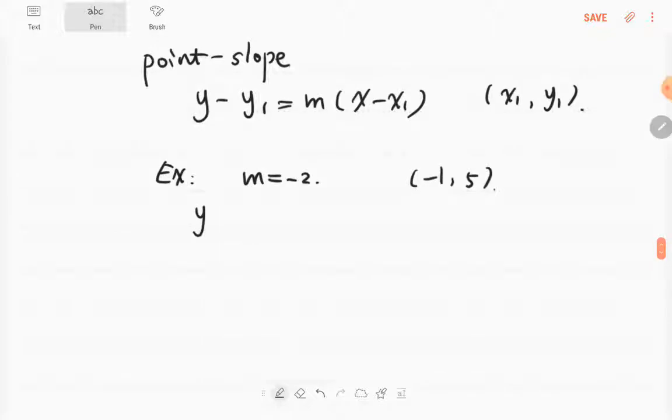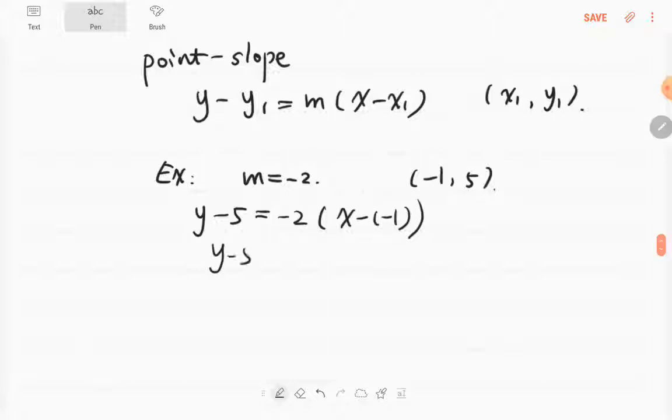Y, we just copy y. Y is the variable here. And y1, what's y1? It's the random point. So this is x1, this is y1, so y minus 5. Here, we will just use the -2 to replace the m. Again, in the parentheses, we copy down the x minus x1. What's x1? x1 is still the random point. So it's -1.